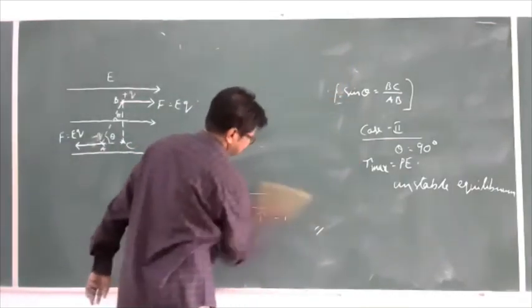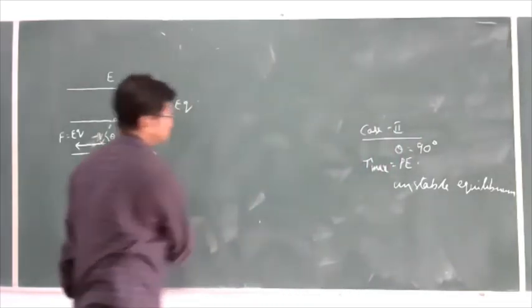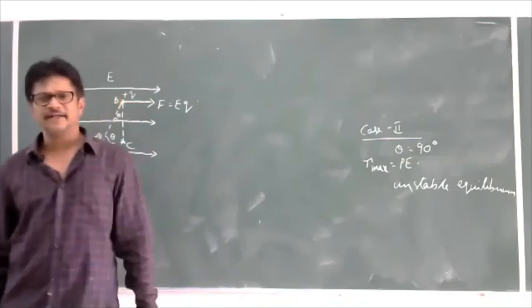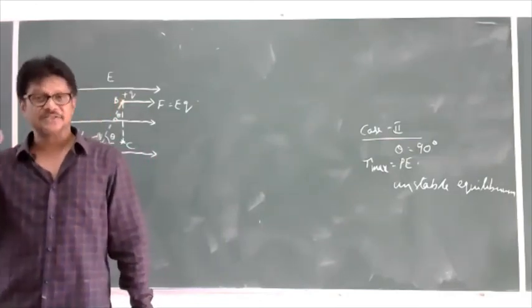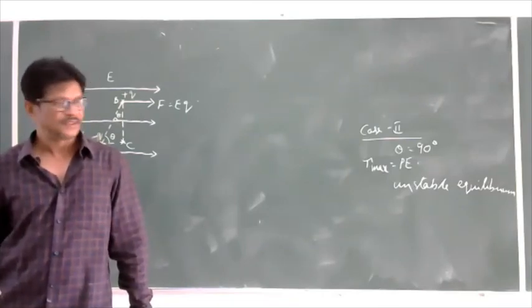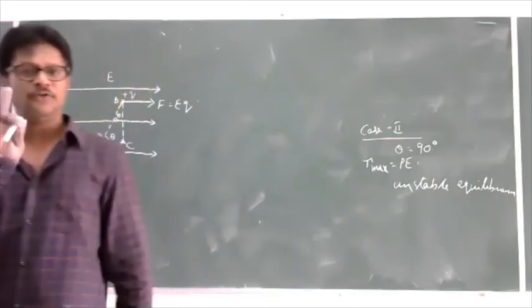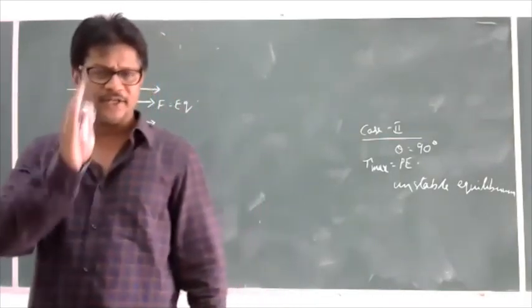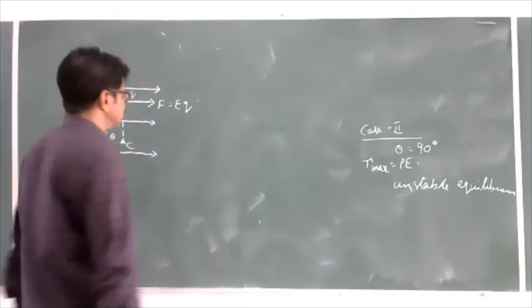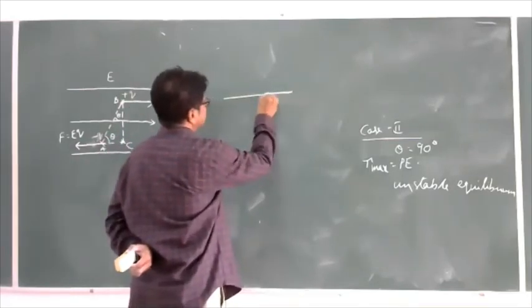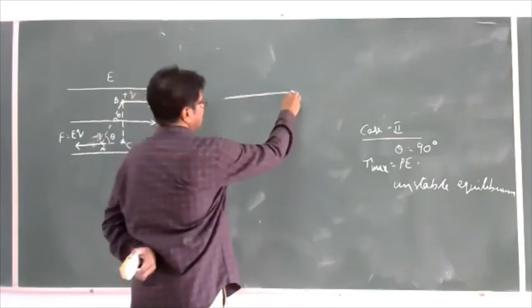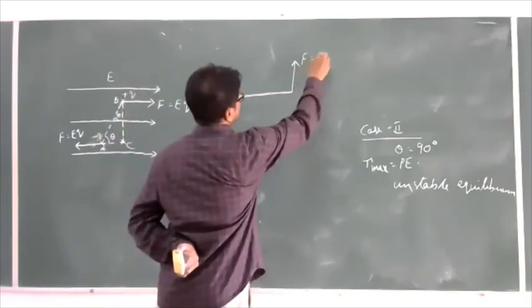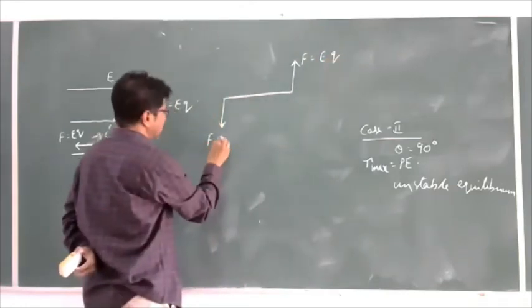Next, second note point. If an electric dipole is placed in a non-uniform electric field, where the electric intensity is not the same, it will experience a force at each end. Generally, the formula is F is equal to EQ. Here also F is equal to EQ.